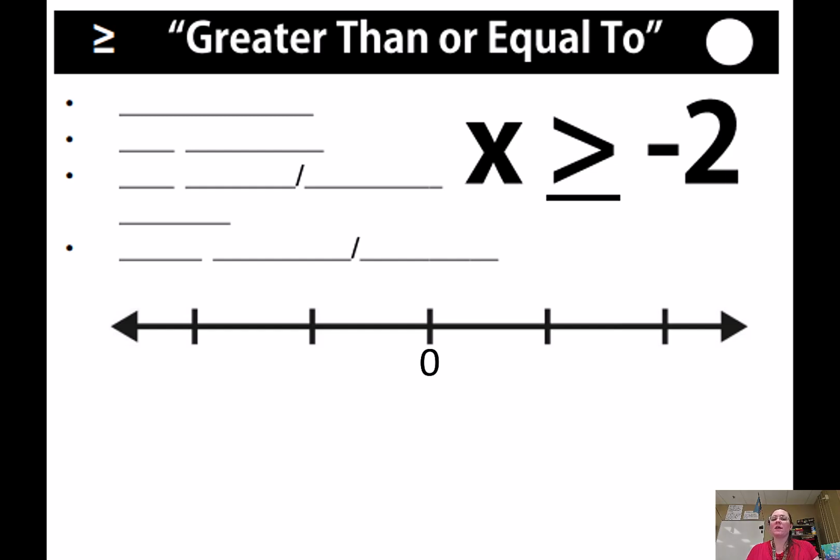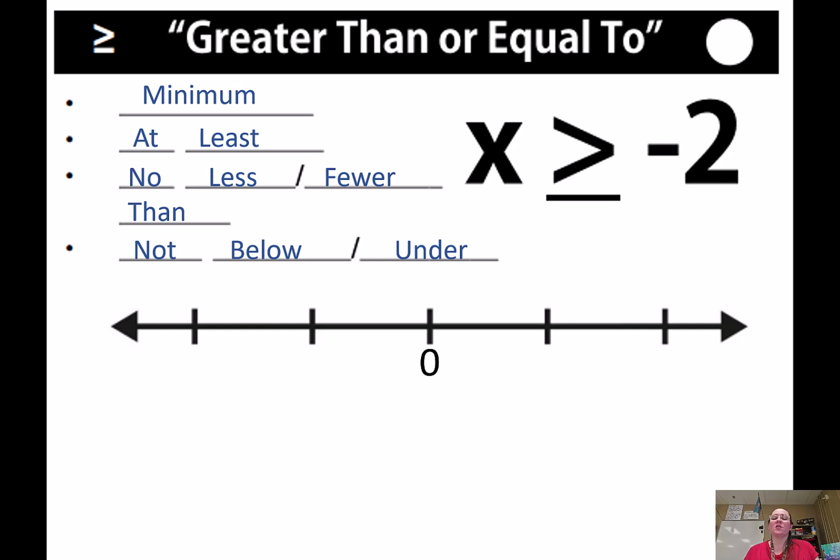Okay, the last one, as far as symbols go, is greater than or equal to. Just like greater than, we want the numbers that are larger, but since it's equal to, we're also including the number. These are some phrases you'll hear used with greater than or equal to: minimum, at least, no less than, no fewer than, not below, not under. These are the phrases that mean greater than or equal to.